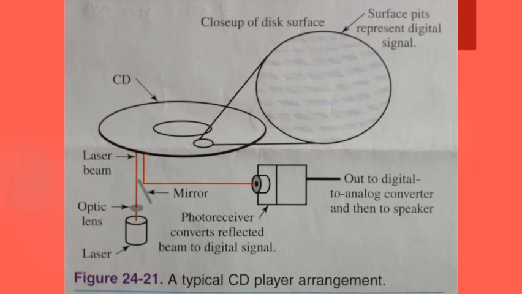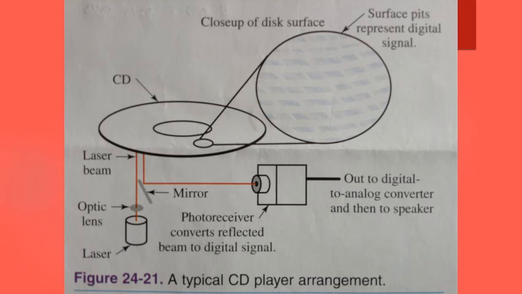CD player. Another common application for a low power laser, such as a laser diode, is the compact disc player. Sometimes DVDs and Blu-rays use these also. Figure 24-21 shows this example. The beam from a laser diode is directed to the CD through an optical lens. The laser beam is reflected off of the CD to a mirror and then to a photoreceiver. The photoreceiver receives the beam and converts it to electrical impulses.